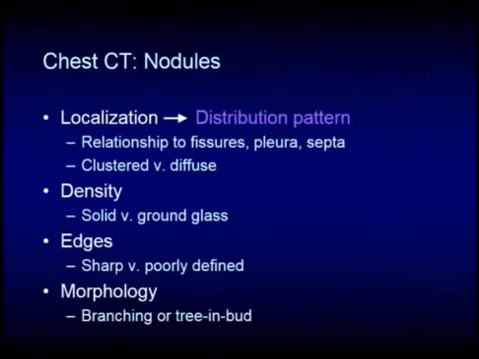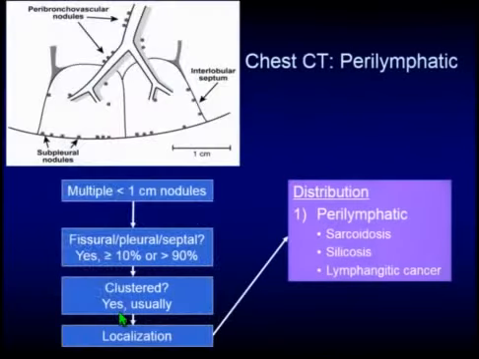So in addition to the distribution and localization, sometimes the morphology of the nodule is important. The density: how dense is it? Is it small, dense, or soft tissue as opposed to more ground glass? What are the edges like? Are they sharp or ill-defined? And what's the morphology? Are they branching, or what we call tree-in-bud?